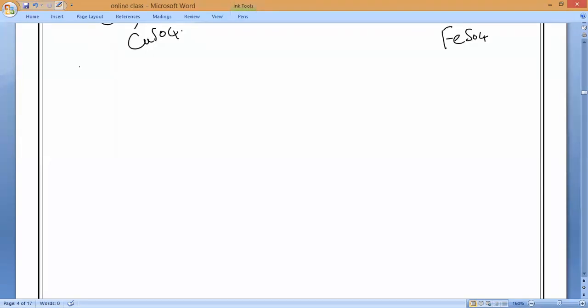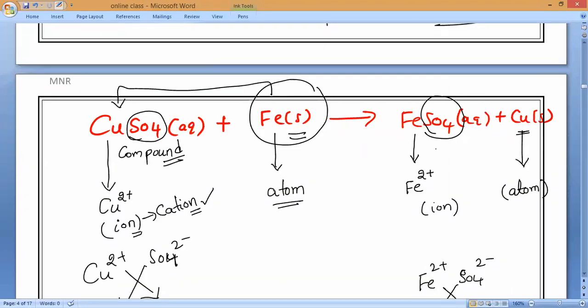Now observe very carefully. Iron atom turns into iron ion. Means it is donating electrons or receiving electrons? Donating electrons. So loss of electrons means oxidation or reduction? Oxidation. Yeah, and copper ion turns into copper atom.